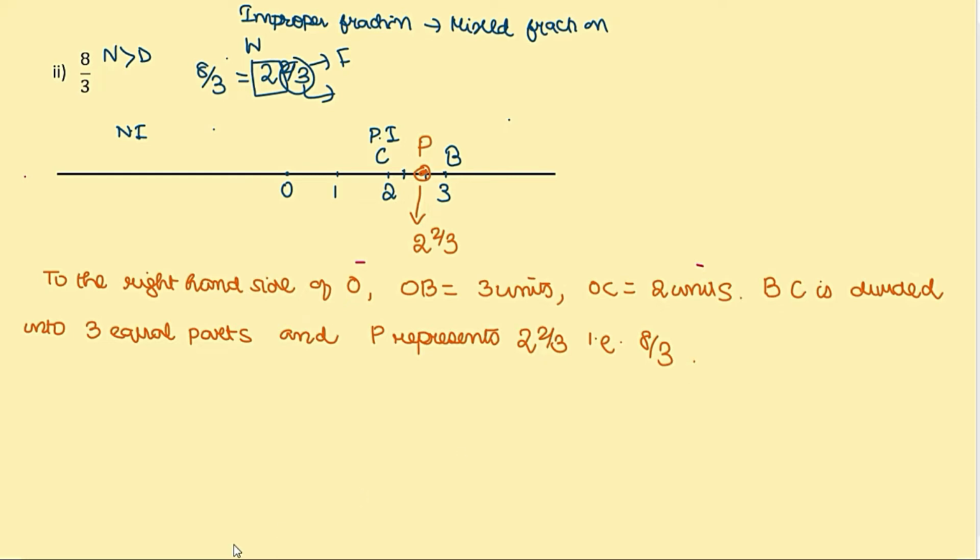Okay, so let's see the next sum. So the next sum is -23/6. So here also this is an improper fraction, but a negative improper fraction. So you have to convert it into a mixed fraction. So the mixed fraction will be what? -23/6, that is -3 5/6.